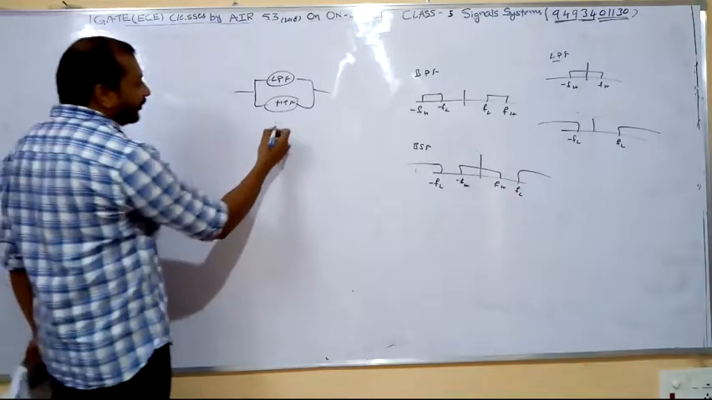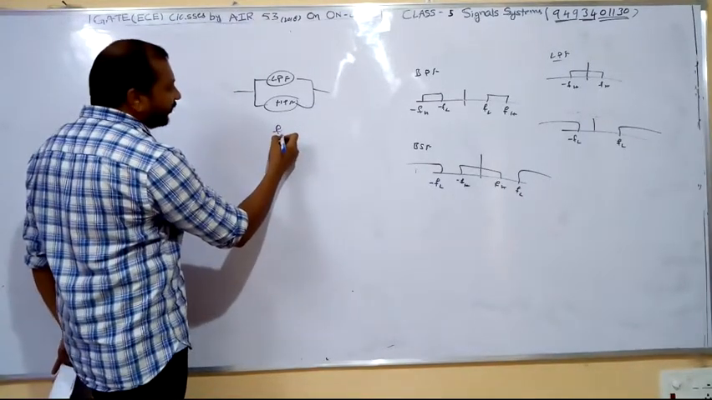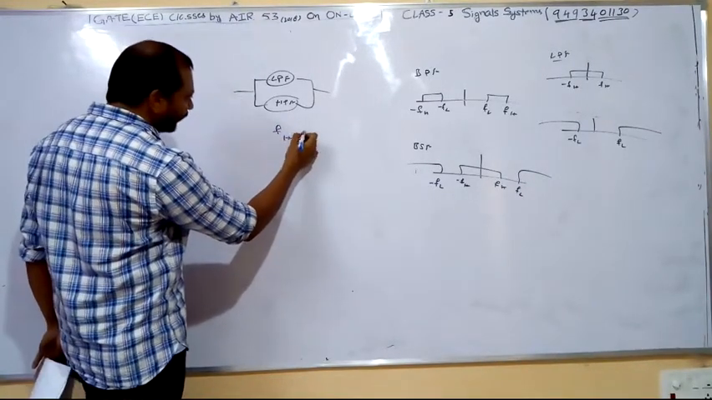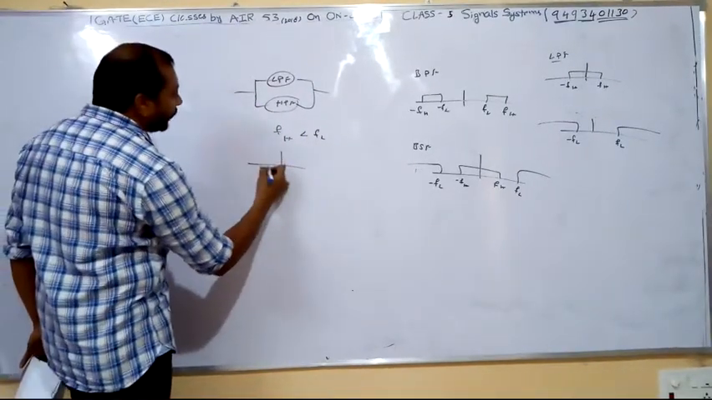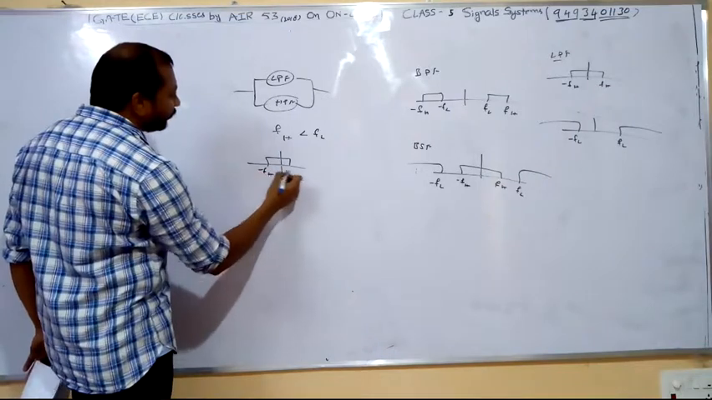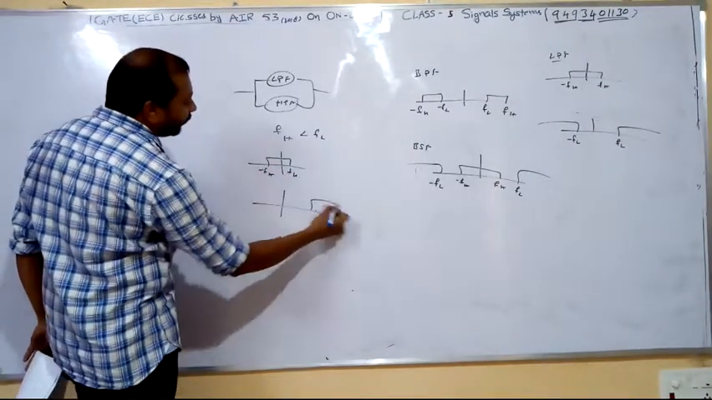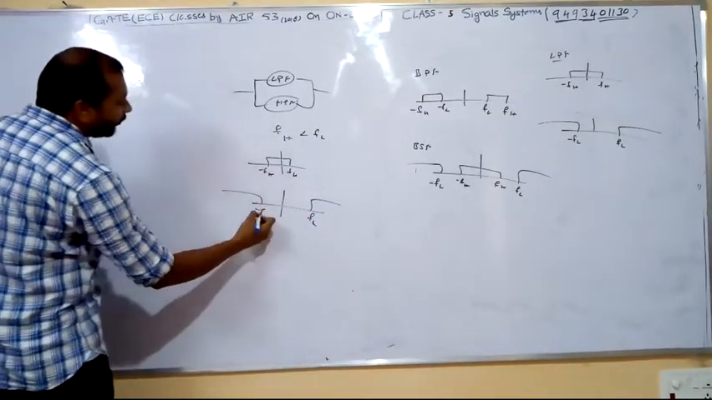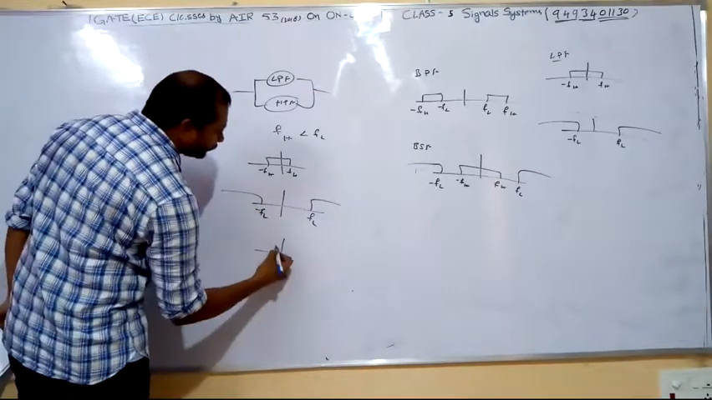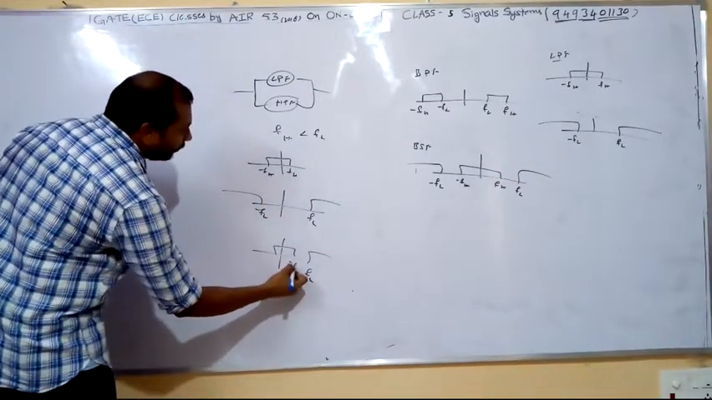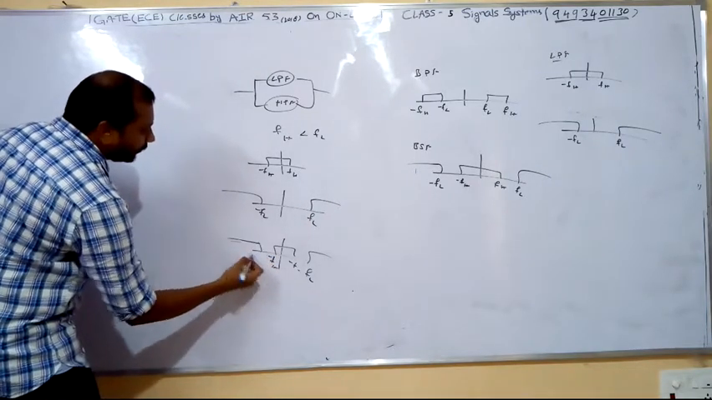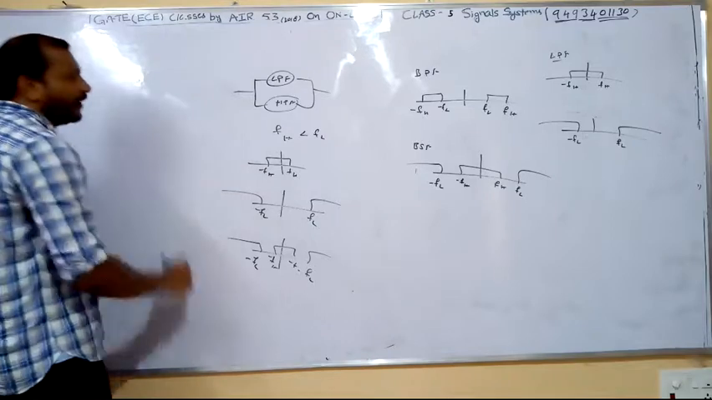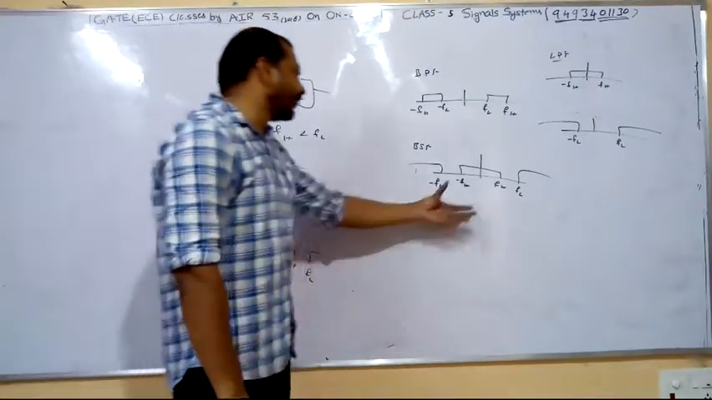Parallel, with the condition that I am now considering FH is less than FL. So the corresponding low pass filter is this one, from minus FH to FH, and the corresponding high pass filter is this one, beyond FL and minus FL. By adding these two, you have the characteristic of the band stop filter.